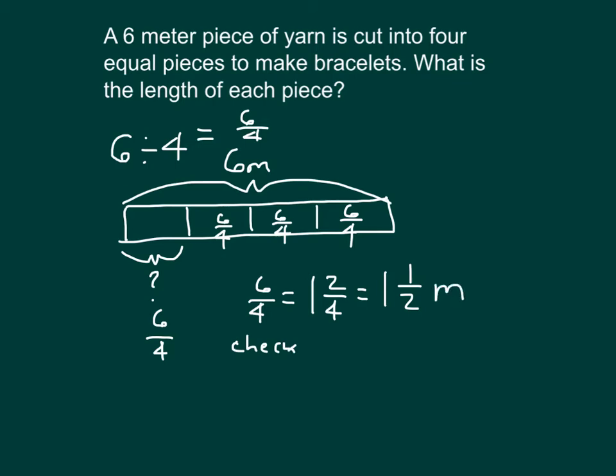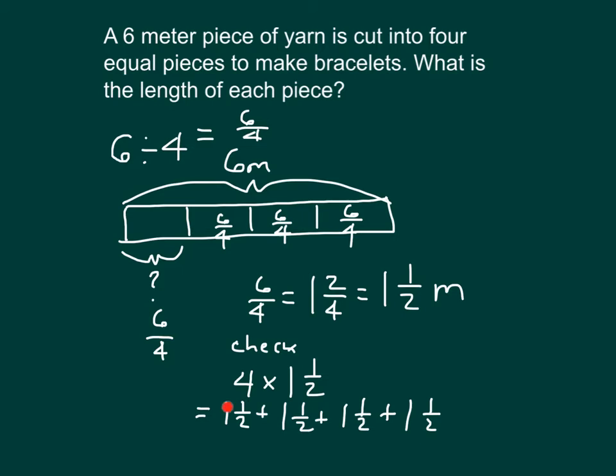Let's check our work. Remember, we are cutting this into 4 equal pieces, and we're thinking that each of the pieces is 1 and 1/2 meters long. Now, if we multiply those two together, we should get our original 6 meters in length. Let's express that as repeated addition. That's 1.5 plus 1.5 plus 1.5 plus 1.5.